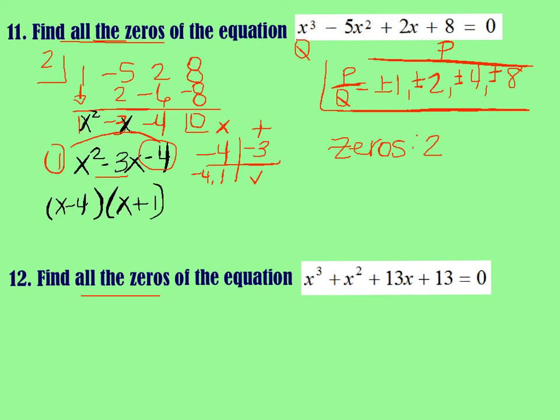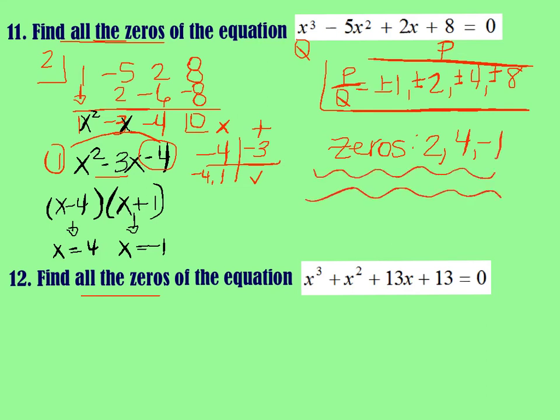So solving each, I'm just going to take the opposite. So here x equals 4, and then the opposite, x equals negative 1. So those are my last two zeros. So my zeros are 2, 4, and negative 1. So here's my final answer.